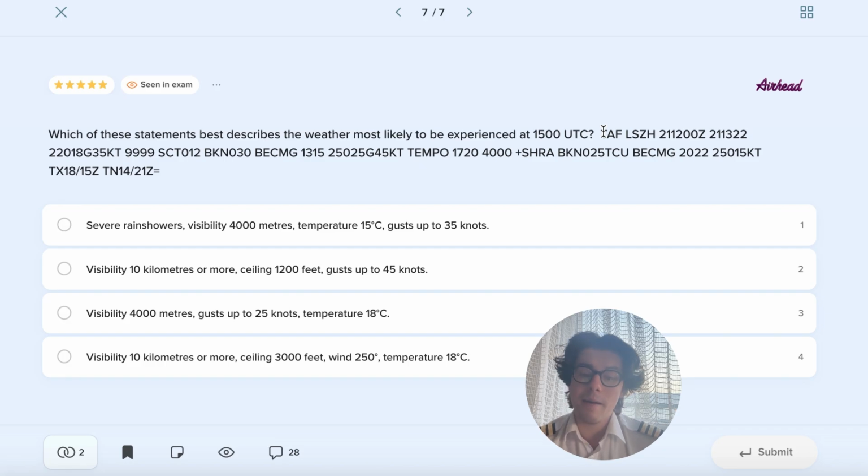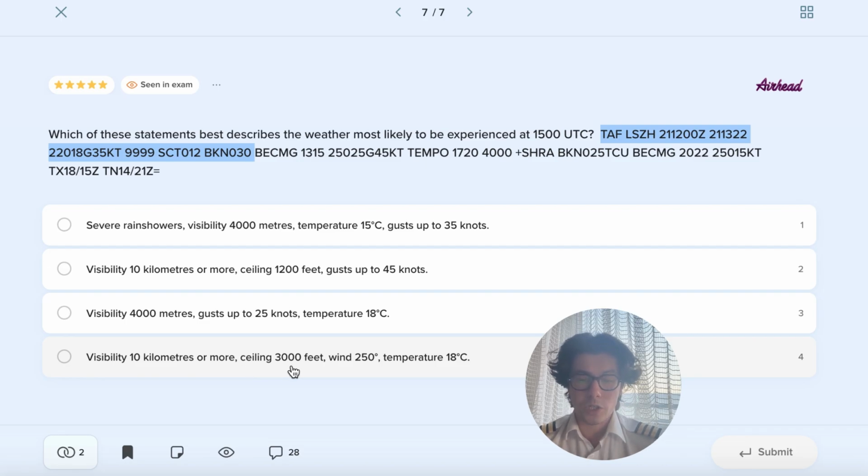All the becoming and tempo trends are not changing the visibility from the one that was given initially. So this is the initial and primary TAF, which I just underlined here. Everything else is then a change or a kind of trend. So the visibility will continue to be 10,000 or more, making the last one probably right. So visibility is 10 kilometers or more.